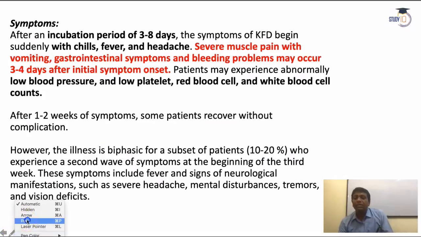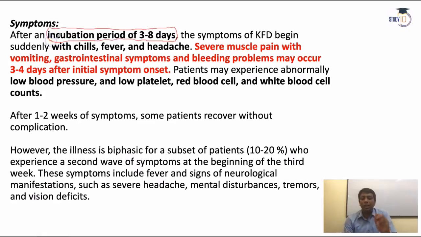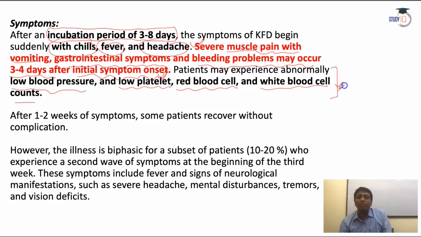The incubation period of this disease, monkey fever, is 3 to 8 days. Within 3 to 8 days, the pathogen will express in the form of symptoms. What type of symptoms are there? Chills, fever, headache. Apart from this, severe muscle pain with vomiting, gastrointestinal symptoms, and breathing problems may occur 3 to 4 days after initial symptom onset. There are also abnormal features such as low blood pressure, low platelet count, red blood cell count and white blood cell count. So all will become low in the case of monkey fever. That is the overall picture you should know.